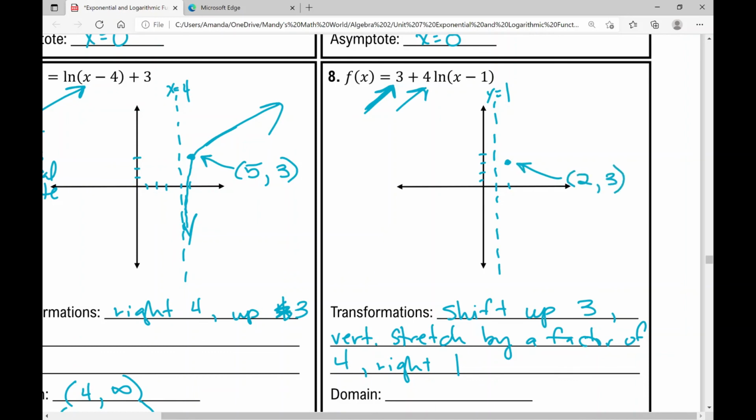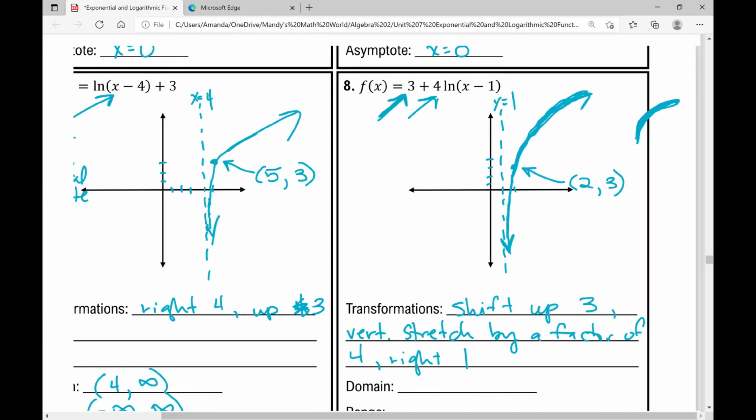Right 1, up 3. So the vertical stretch by a factor of 4, that's what's going to make it look like if my parent function looks like this, right? Kind of curves more quickly, you could say, like that. If it stretches it, it's going to kind of look like this. Like that stretch is not going to curve so quickly, right? That's terrible looking, but that's what it looks like.